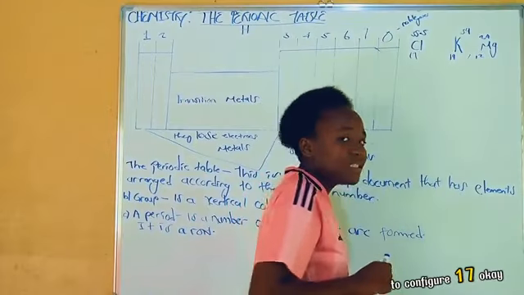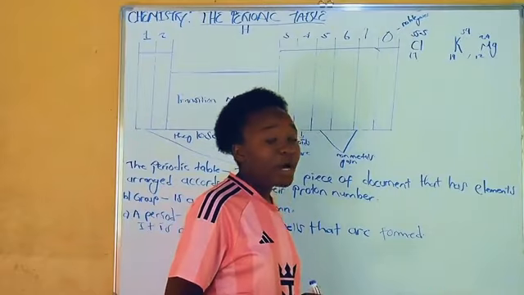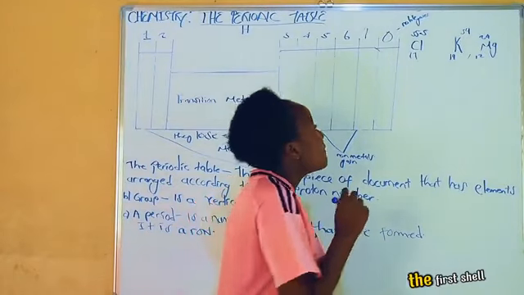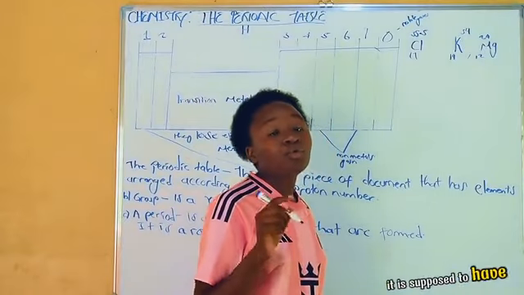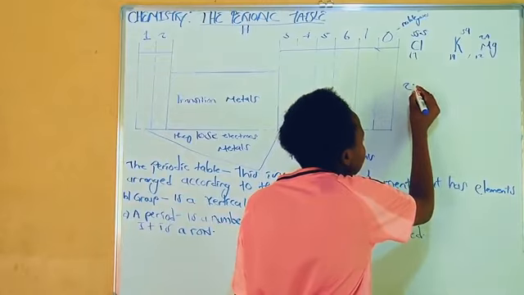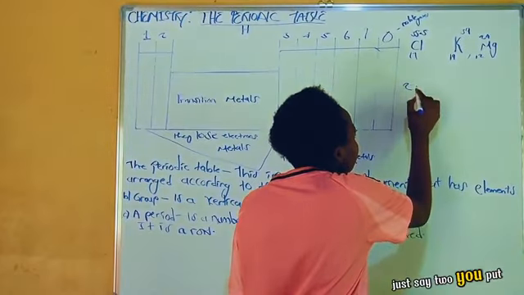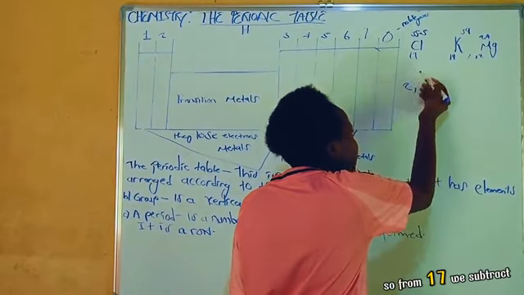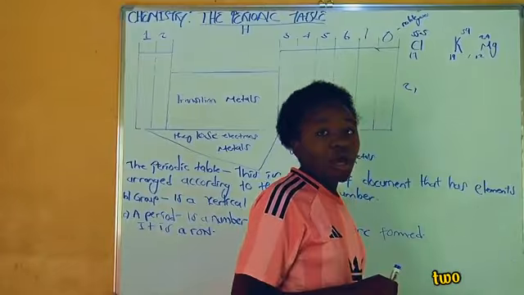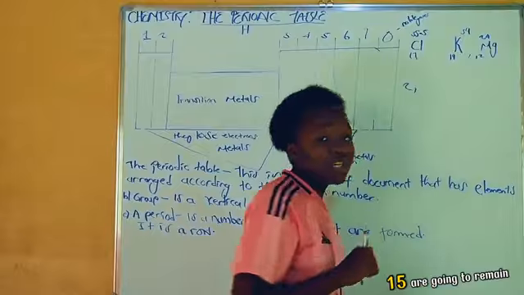So we're going now to configure 17. The rule is that when you are drawing an atom, the first shell is supposed to have 2 electrons. So here you are going to say 2, and put a comma. From 17, we subtract 2. How many are going to remain? So from 17, when we subtract 2, 15 are going to remain.